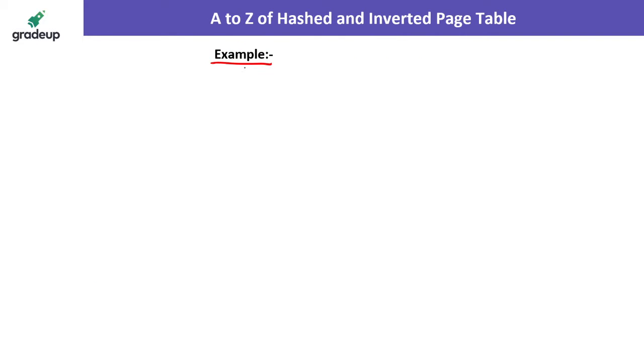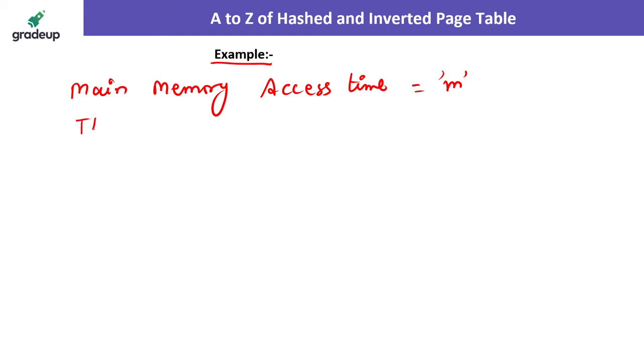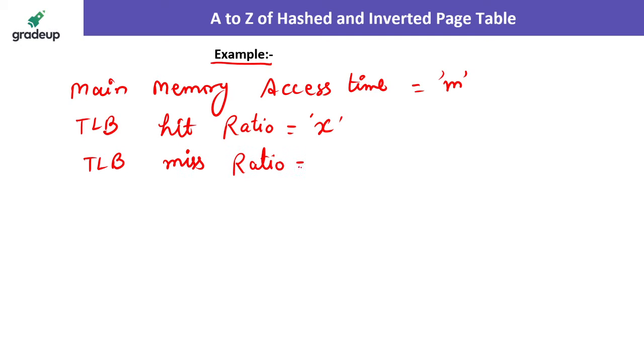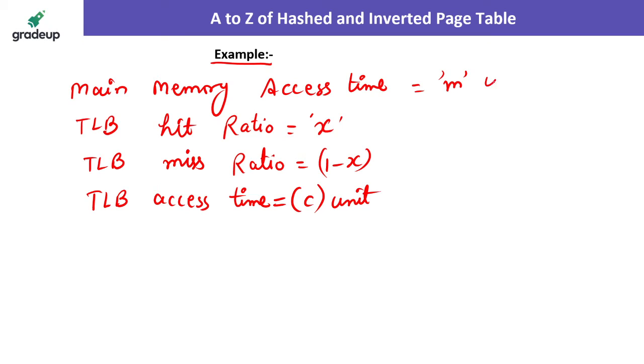Then example, suppose main memory access time is M and TLB hit ratio is X and TLB miss ratio will be 1 minus X. Okay, and now let's say I take the TLB access time, I call it C. Okay, TLB access time is C unit, so it is M unit, C unit.